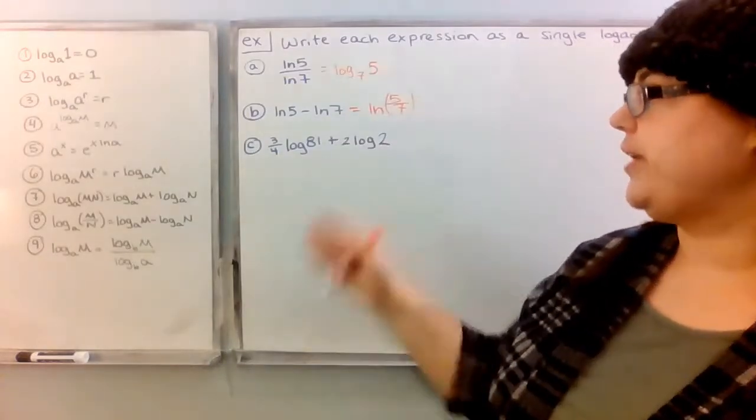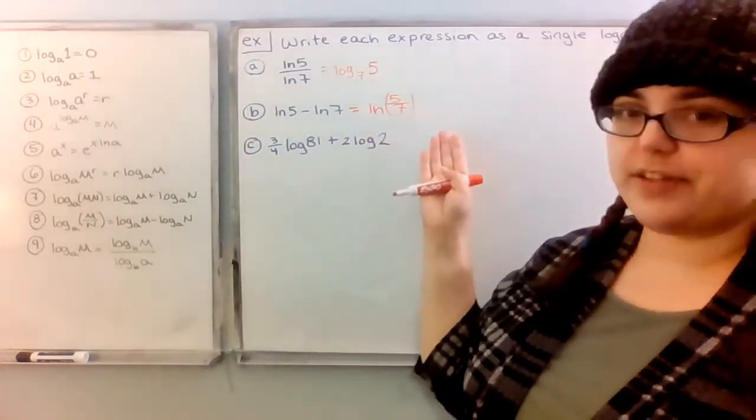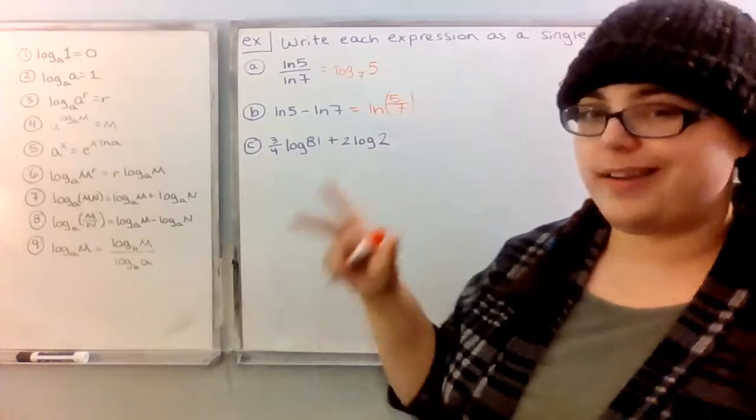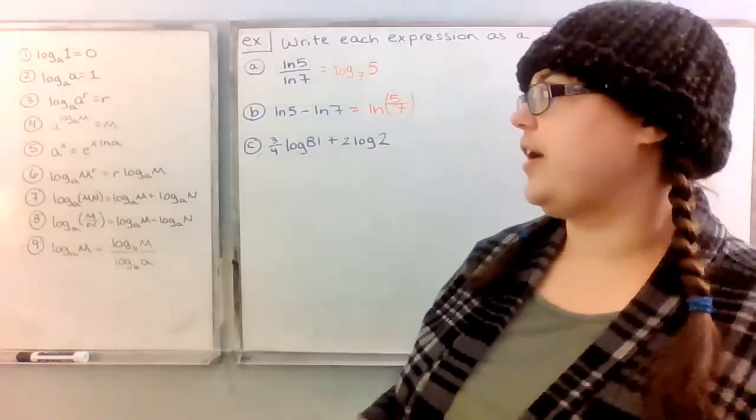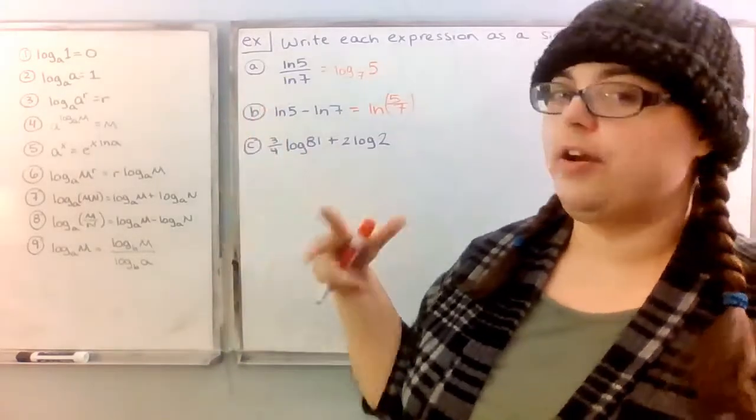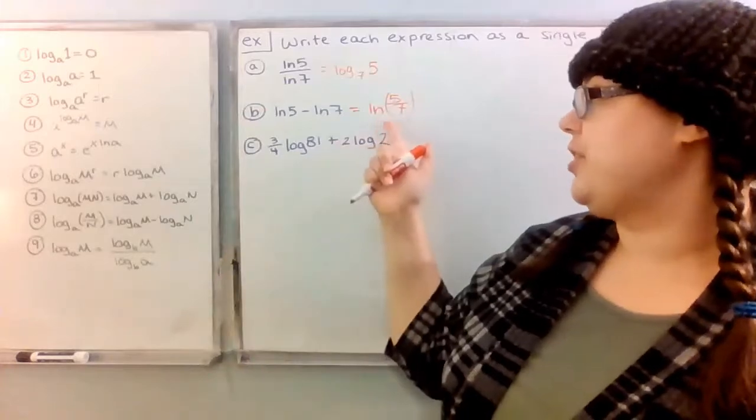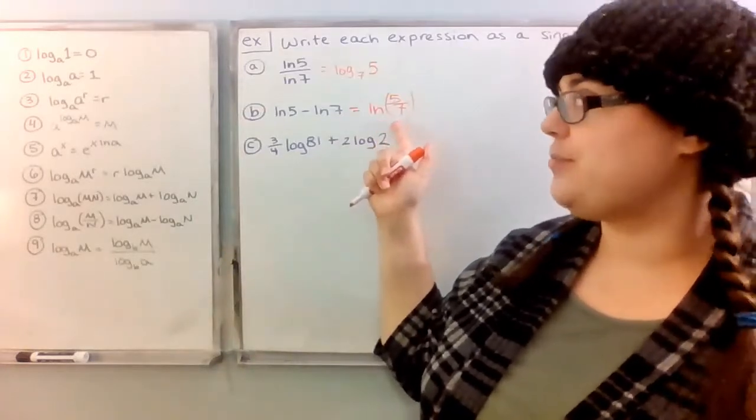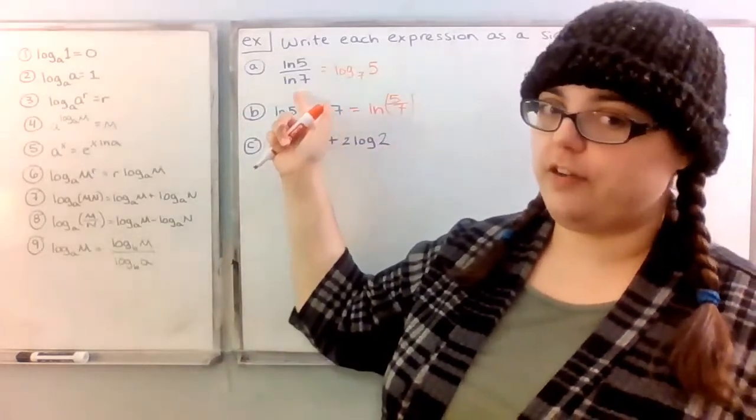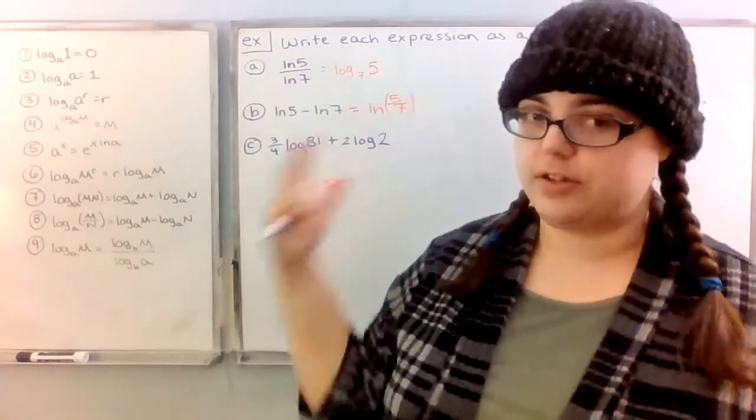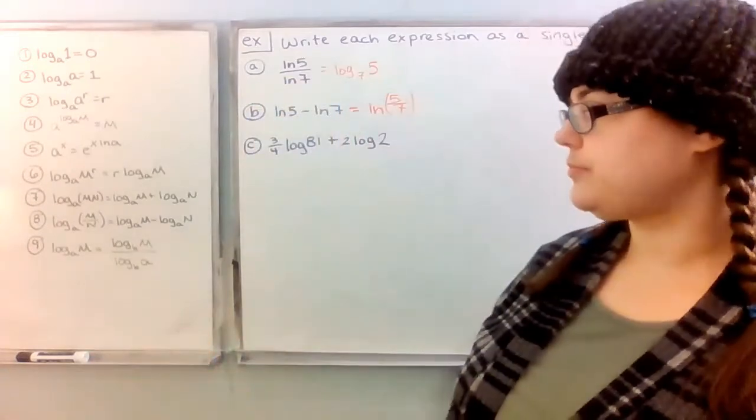So for part B here, we have the natural log of 5/7. Again, I want to impress upon you that the expressions in A and B are different. The natural log of 5/7 is not the same thing as the natural log of 5 over the natural log of 7. These are different expressions.